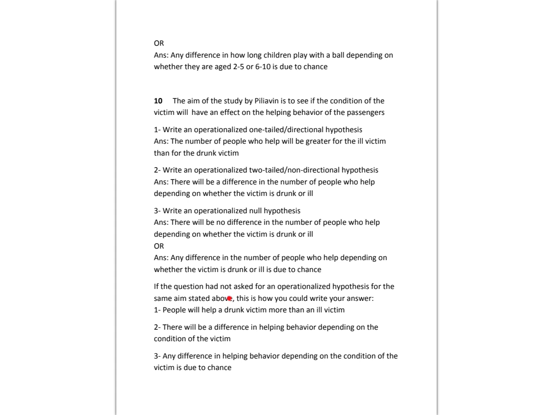Okay, if the question had not asked for operationalization, then the answer would simply be people will help a drunk victim more than an ill victim for one-tailed. For two-tailed, it will be there will be a difference in helping behavior depending on the condition of the victim. And for null, any difference in helping behavior depending on the condition is due to chance, or there'll be no difference in helping behavior depending on condition of the victim. Okay.